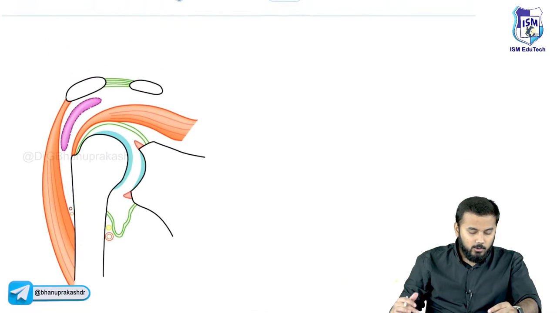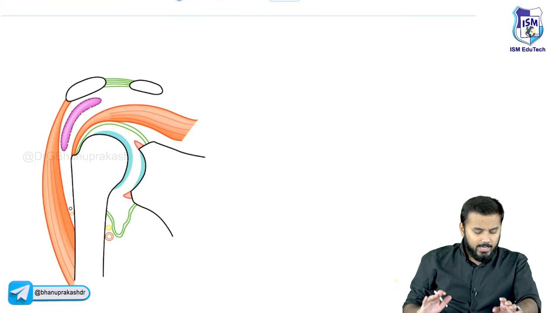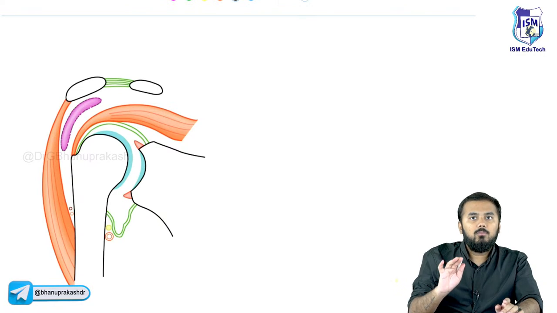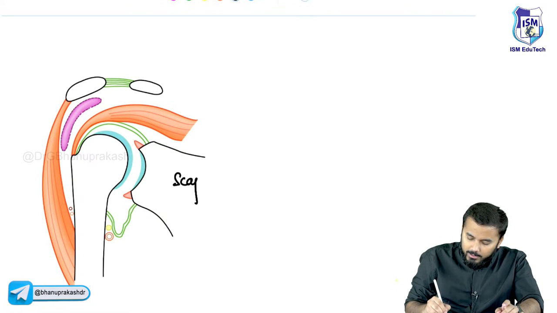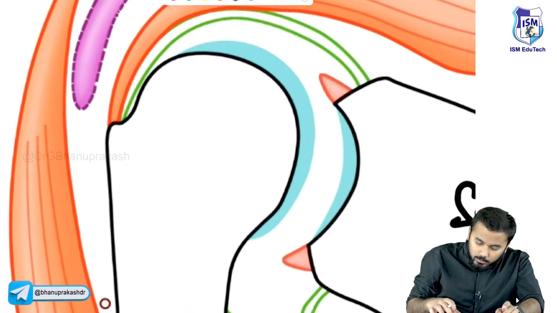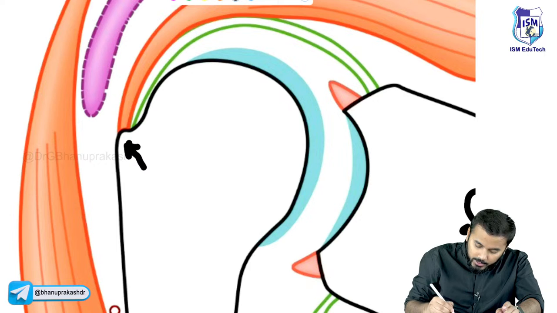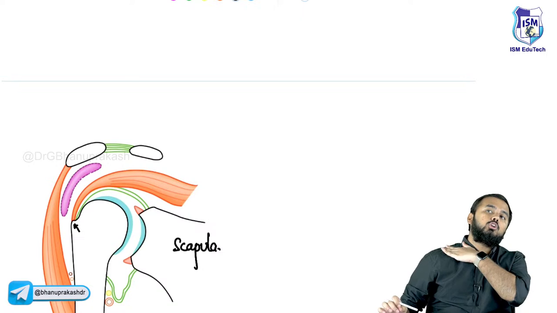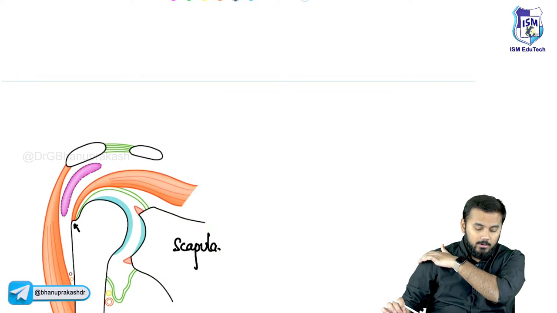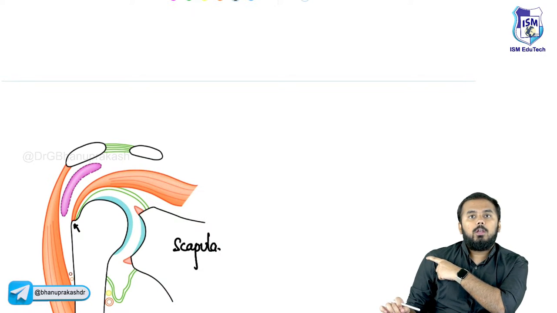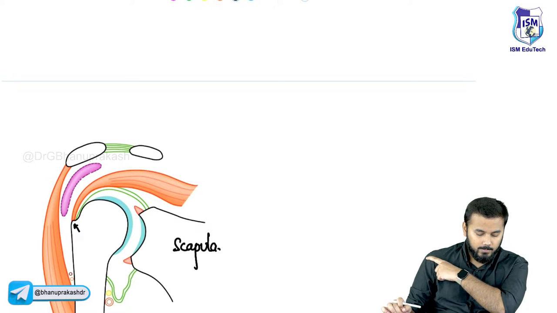Now let us look at this picture. This is nothing new, the same picture only. Now in this picture, you will tell me what the muscles are. See, this is the scapula. From the top of the scapula, a muscle attaches to the greater tuberosity, where I'm putting an arrow, this is your greater tubercle. See, a muscle is attaching from the top. Deltoid muscle is not included under the rotator cuff. Okay?